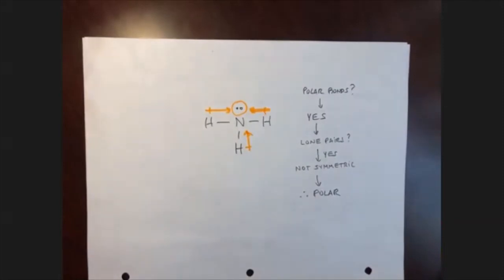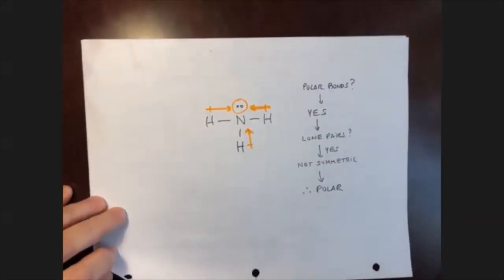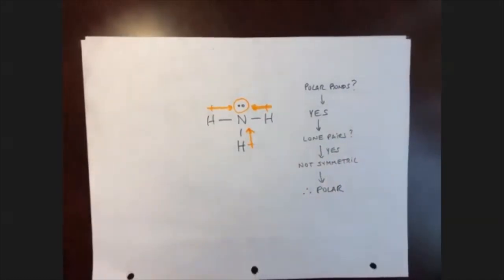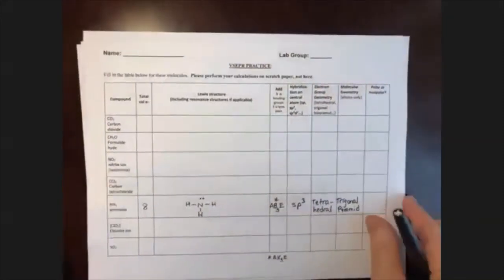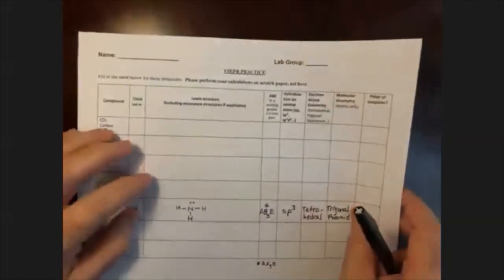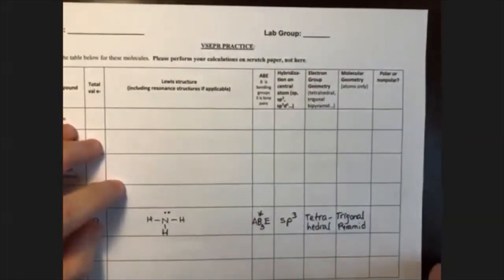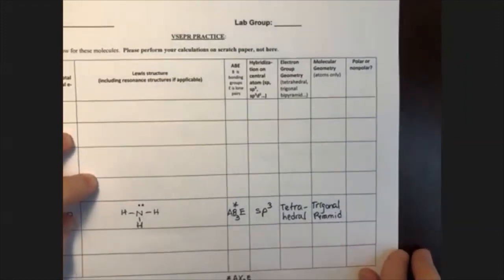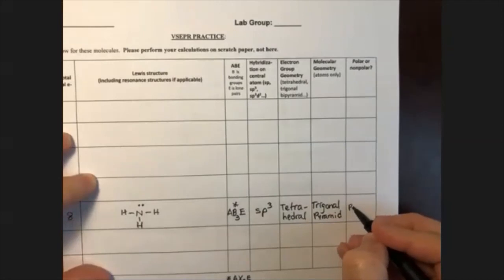Every now and then you have some fails, but that is where having the actual three-dimensional structures or models helps you a lot. So I'm going to come back here to the worksheet. And in that final column that I have in here, I'm going to write down that according to my shortcut guesstimate, ammonia is a polar molecule.